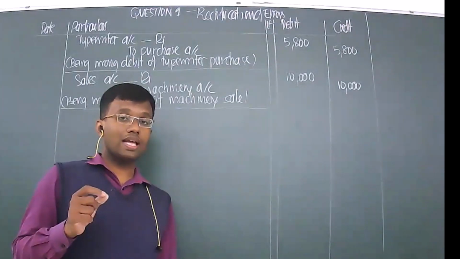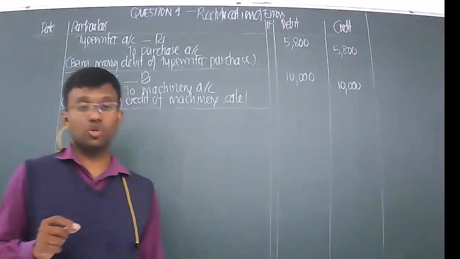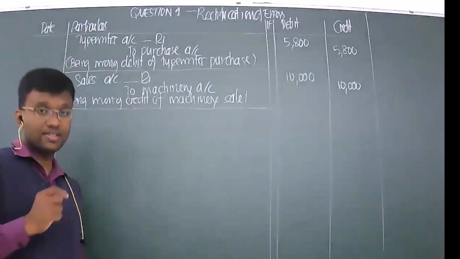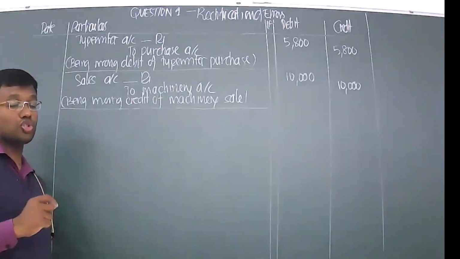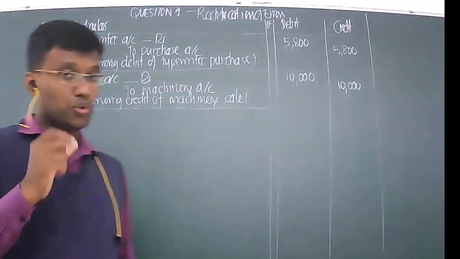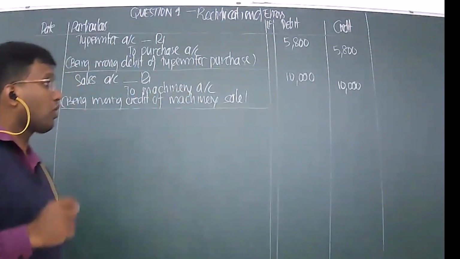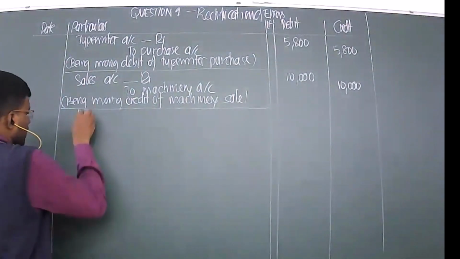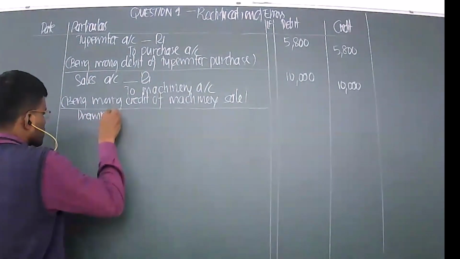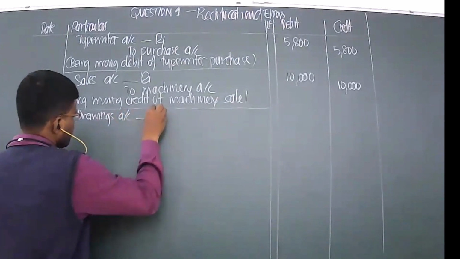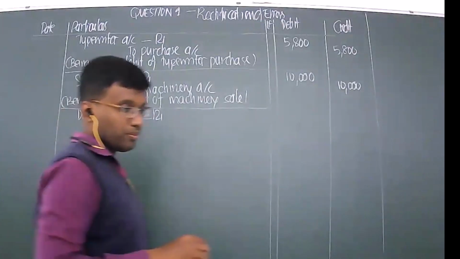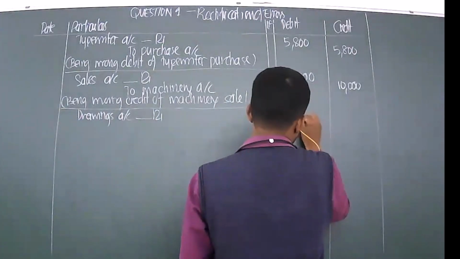Now, drawings account is personal in nature. The golden rule is debit the receiver, credit the giver. So here, the owner is receiving. So drawings account should have been debited, but you didn't debit. So drawings account, what is the condition? Drawings account is under debited. So drawings account debited, and how much are you supposed to debit? You have to debit 1000.